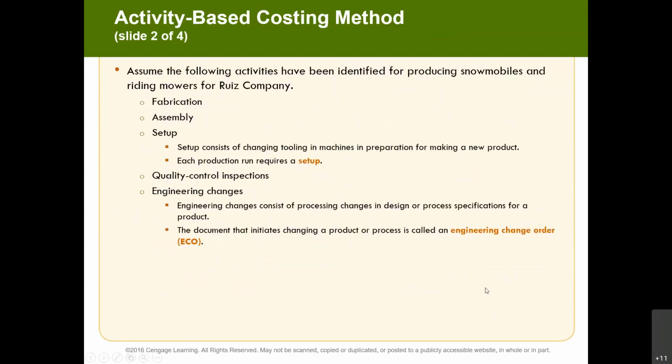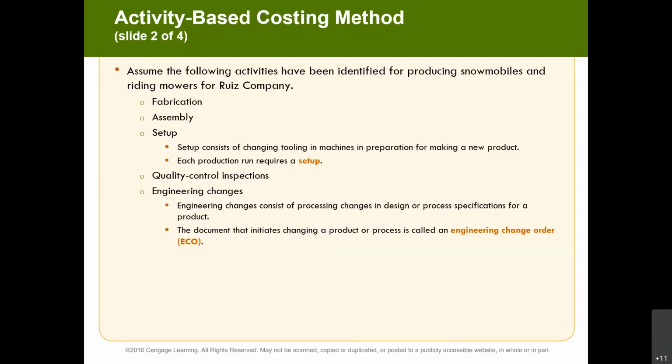So we assume that the following activities have been identified for this company. Here's an example of a company. This company, Ruiz Company, manufactures both snowmobiles and riding lawnmowers. Of course, snowmobiles, as you may know, are a recreational vehicle for people to get around during the wintertime, to drive over the snow. And riding lawnmowers are a way for you to mow your lawns during the rest of the year.